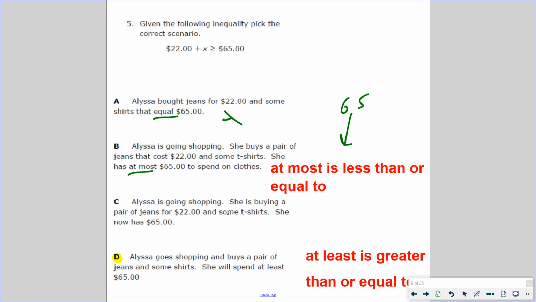Alyssa is going shopping. She is buying a pair of jeans for $22 and some shirts she now has. That's the same thing as saying equal. So D must be the last one because she will spend at least. That means $65 is the lowest amount of money she has. That's the lowest. Everything has to be greater than or equal to.